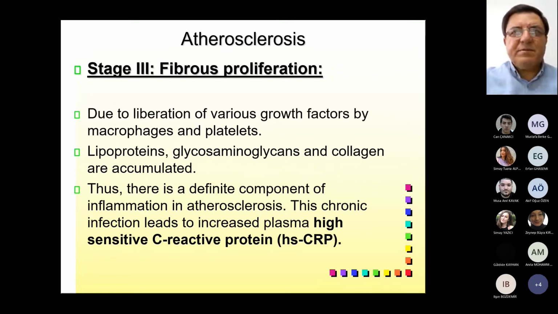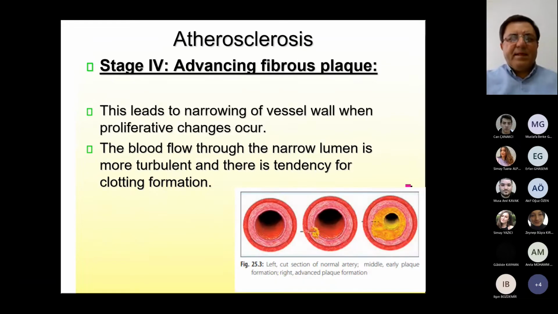And in stage 3, this is the fibrous proliferation stage, and there are some growth factors which are liberated from the macrophages or platelets, and also lipoproteins, glycosaminoglycans and collagen are accumulated. So here also C-reactive protein, high sensitivity CRP, is also increased during that stage. And in the last stage, this is the advancing fibrous plaque. As you see, this is the narrowing of the lumen. The inside of the cell wall is started already, and the proliferative changes also may occur.